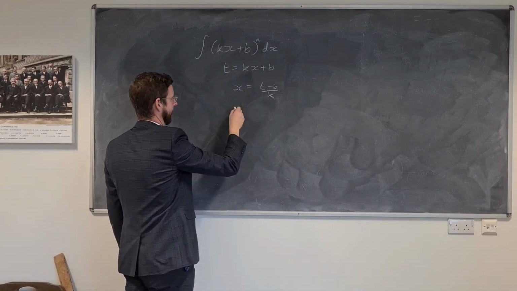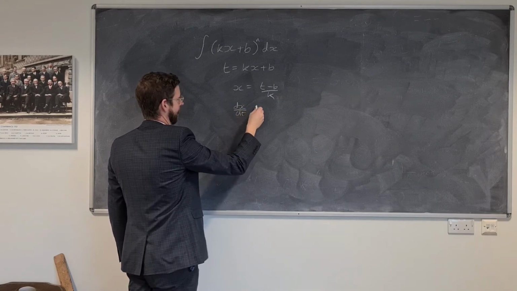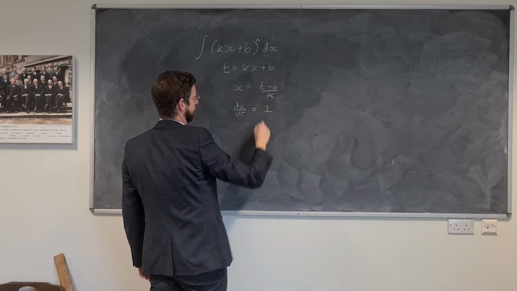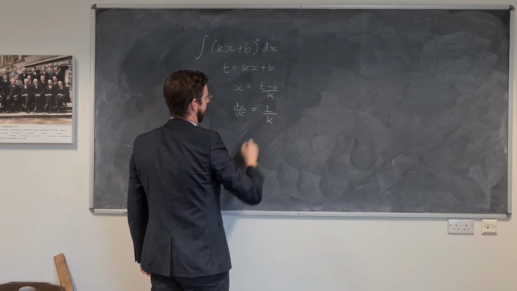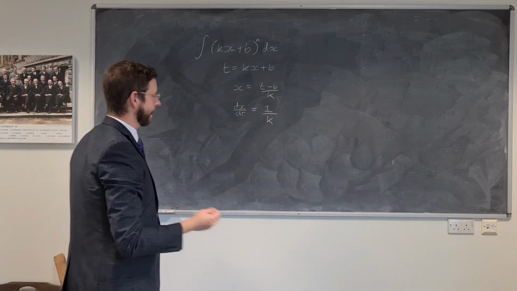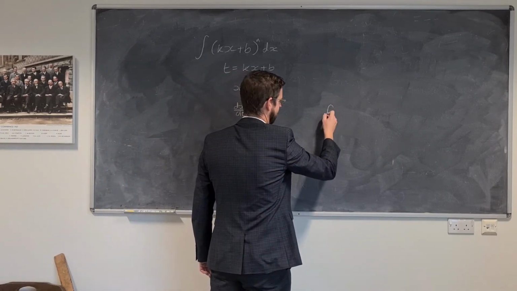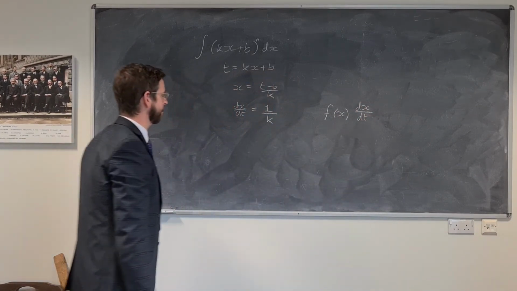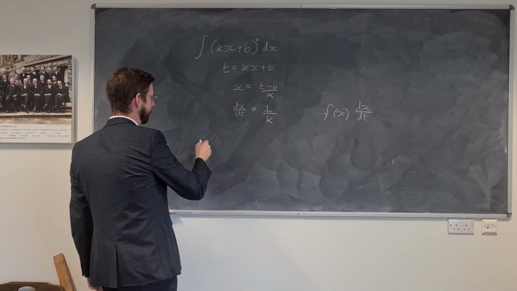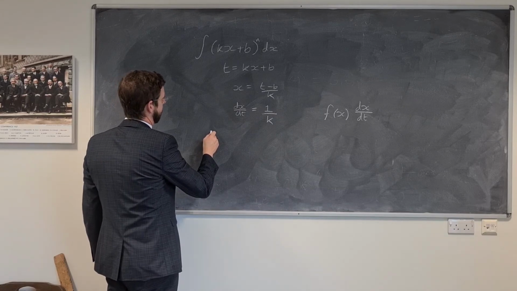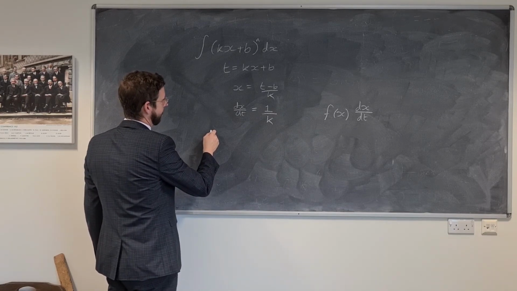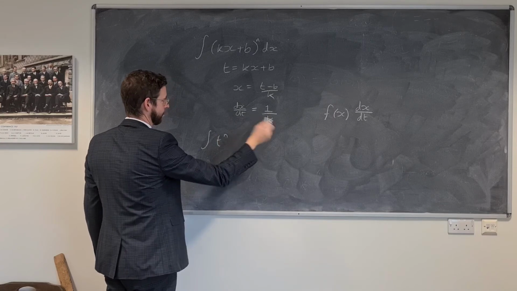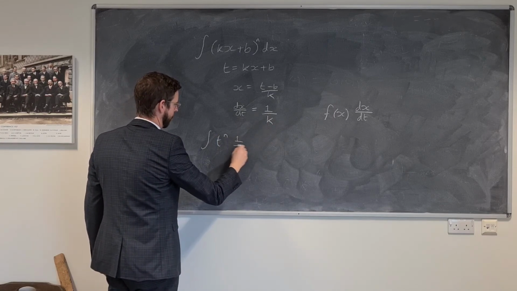Now we could work out what dx by dt is of this expression, and of course this is just t minus b divided by k. So from our rules before, the derivative would be 1 over k. Now, remembering what we have to do here, we have to take the original function and multiply it by the first derivative with respect to t of that function. So we would take the function itself, the integral of t to the n, multiplied by that first derivative, which would be 1 over k, dt.